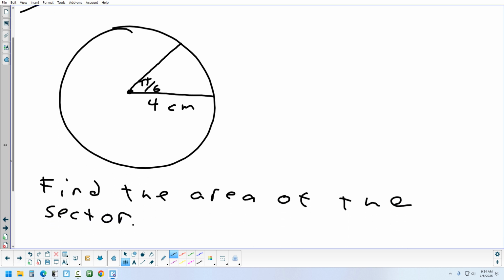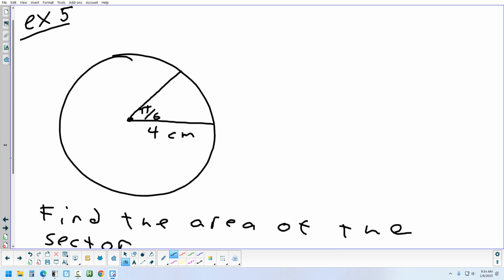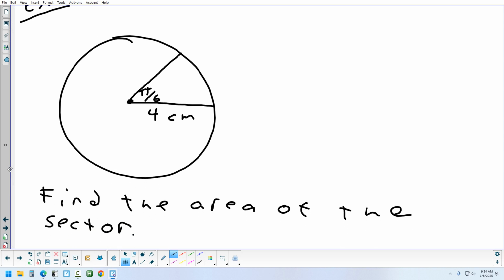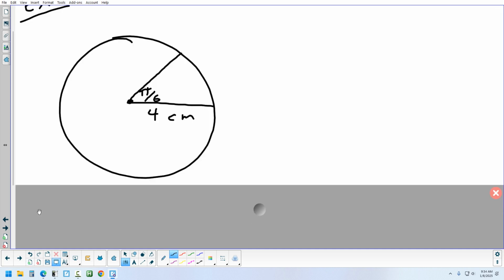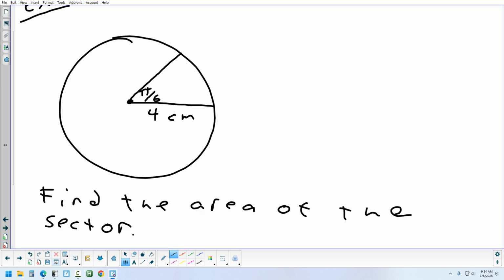So let's try this one. Find the area of the sector. Now, by the question, you need to know what formula to use, based on what they're asking you to find. If all you saw was the picture, that's not enough information. You potentially could do this problem using either formula. It depends on what they want to know. But now we know what they want us to find. So what's going to be the formula that I use here? Area equals 1/2 radius squared times theta.